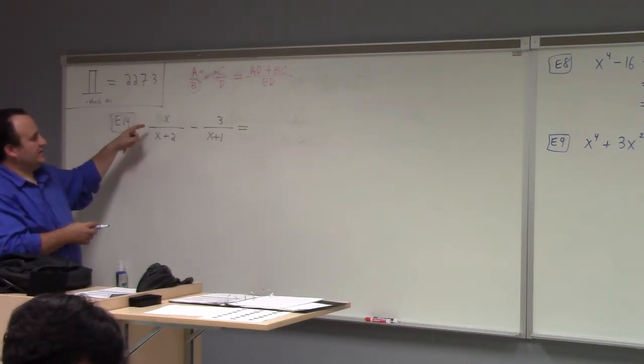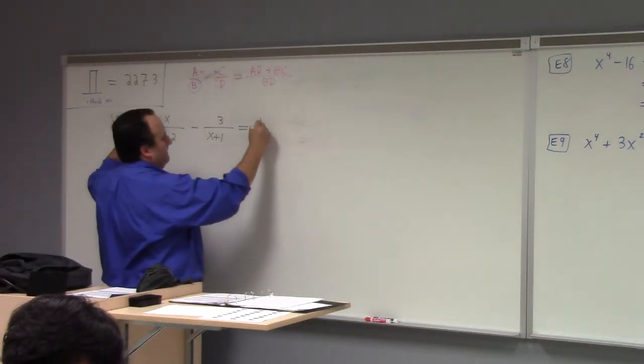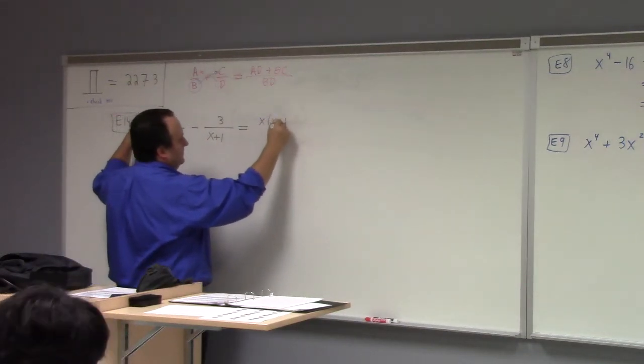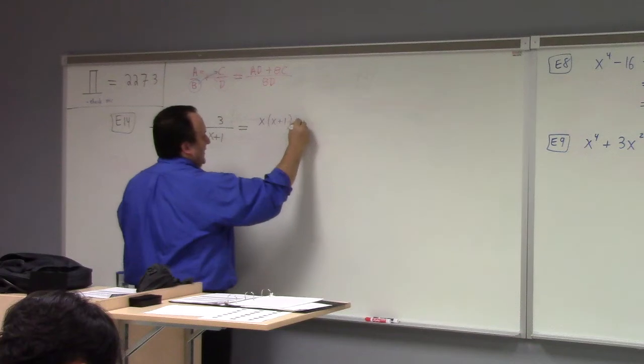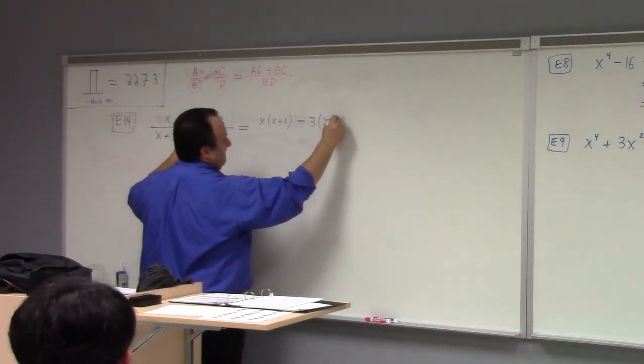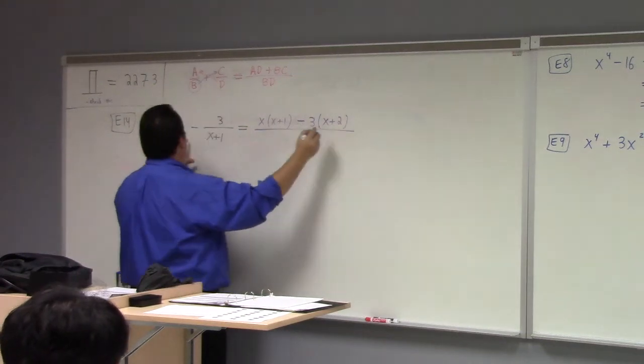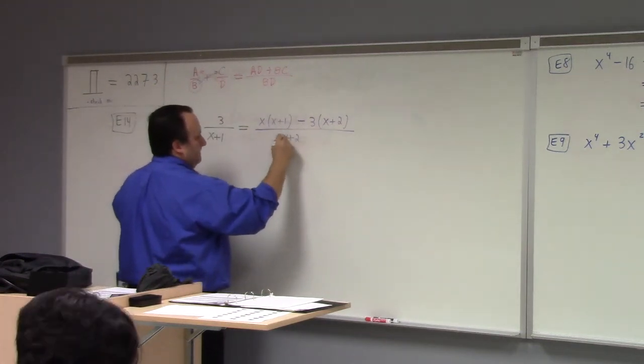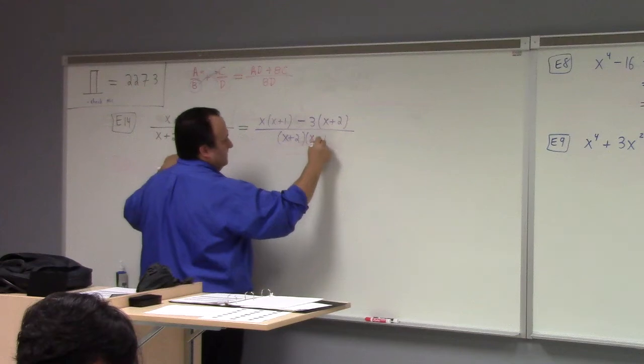x over x plus, so I should do what? I should do x times x plus 1. The minus, I keep the minus, right? Minus 3 times x plus 2 divided by x plus 2 times x plus 1.